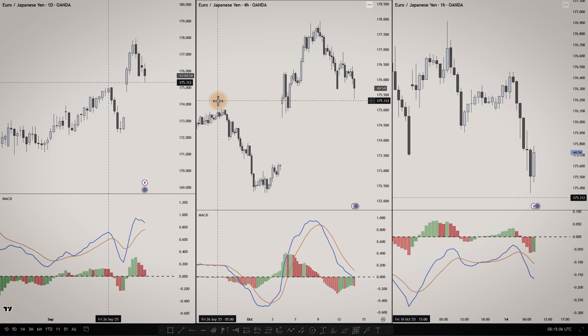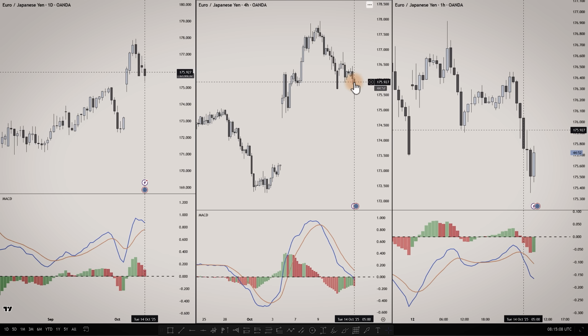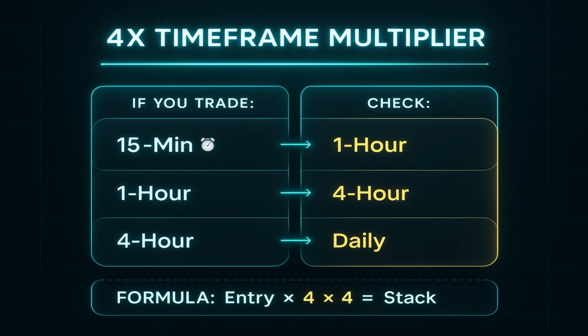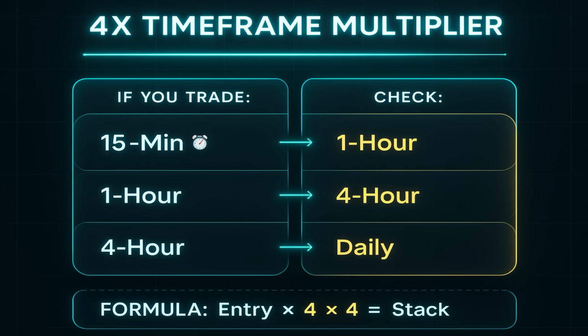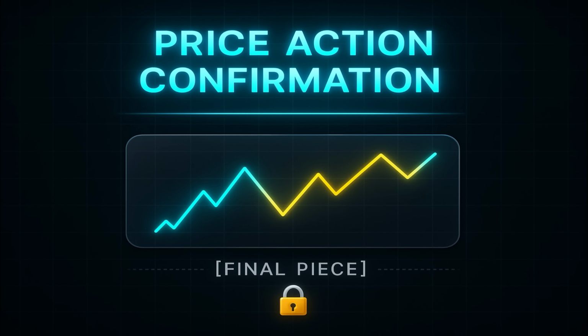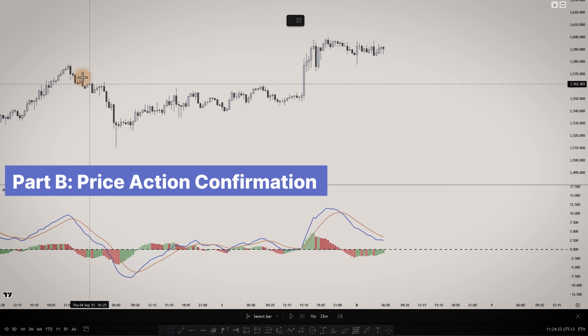Pick your 3 time frames using a forex multiplier. If you trade the 15-minute, check the 1 hour and 4 hour. If you trade the 1 hour, check the 4 hour and daily. Simple. The final piece is confirming with actual price structure.